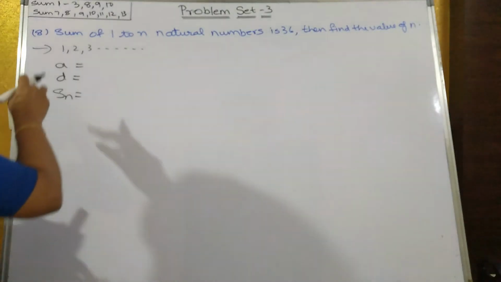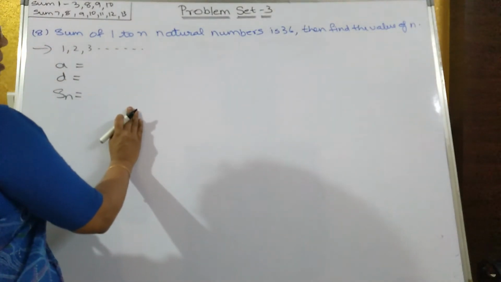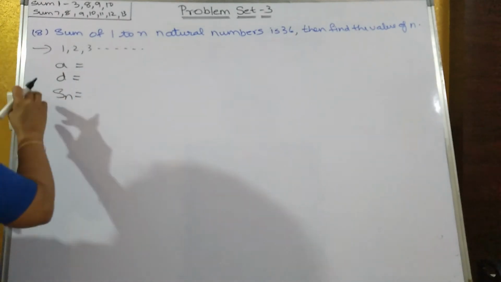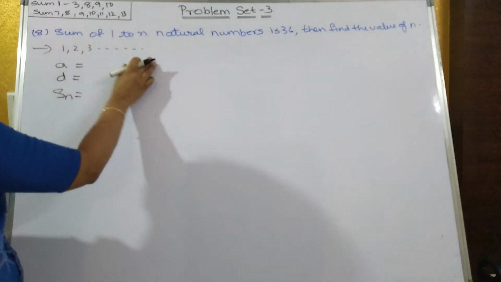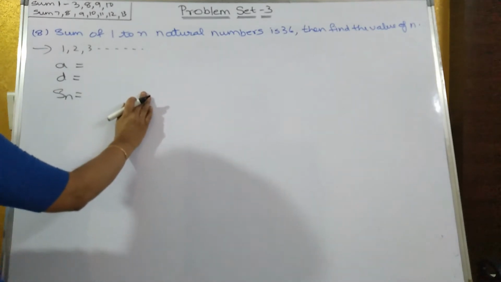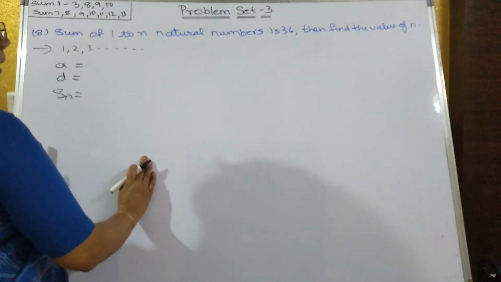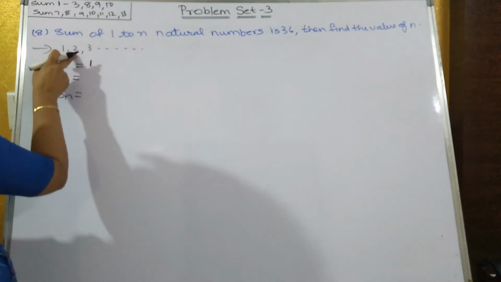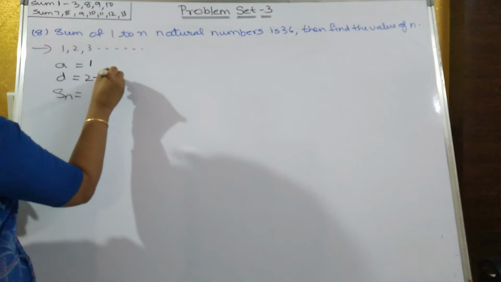Now sum of the first n natural number is 36. Then find the value of n. This is sum number 8. So natural numbers are what? 1, 2, 3. We don't know the last number. So 1, 2, 3 till n. And a is equal to what? 1 over here. D is what? 2 minus 1, that's equal to 1.